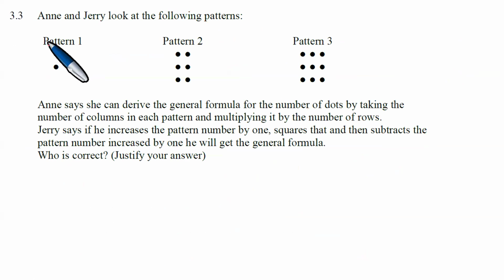In the next point, there's a person called Anne and Jerry. Anne and Jerry look at the following patterns. Pattern 1 has 2 dots. Pattern 2 has 4 dots. Pattern 3 has 6 dots. Anne says she can derive the general formula for the number of dots by taking the number of columns in each pattern and multiplying it by the number of rows. Jerry says if he increases the pattern number by 1, squares that, and then subtracts the pattern number increased by 1, he will get the general formula. Who is correct? Justify your answer.